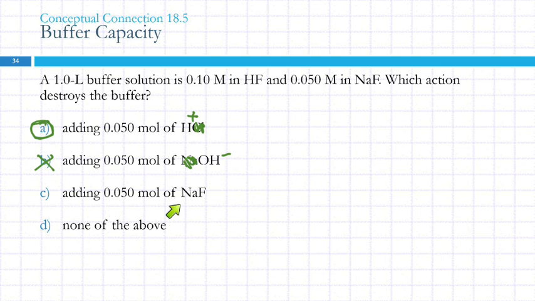What if we add 0.05 moles of NaF? That's this guy. Well, we were kind of short on that one to start with. If we add more, now they'll be equal. Better. It's not going to destroy it. Any questions? Yes, it'll be more effective if it has equal concentrations. And the reason that you wouldn't always have equal concentrations is if you want a buffer that's not at the pH which equals the pKa of your buffer system. So then you have to make one higher or lower to adjust the pH.